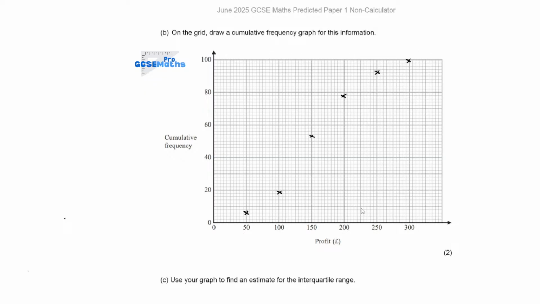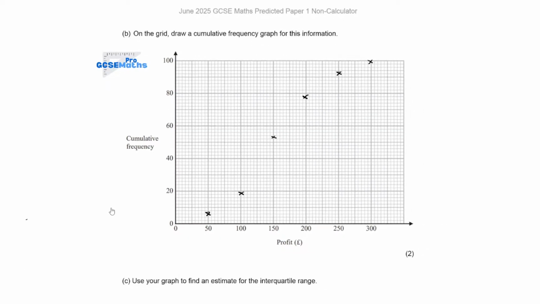300 and 100. So your graph should always be increasing, right? It should always go up. Cumulative frequency should always be increasing. And now obviously you're going to try and join this up as best you can, a smooth curve. Do go through all the points. So I'm going to try and do it as best I can.